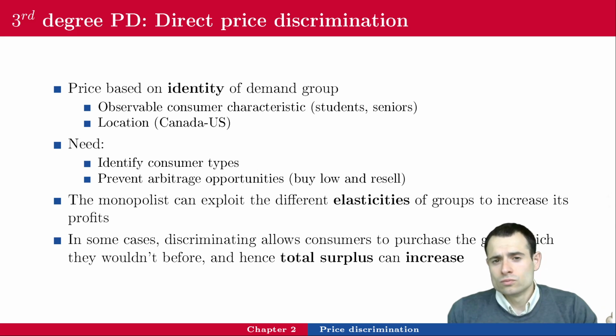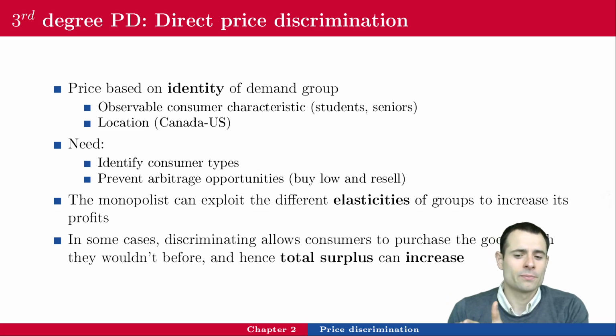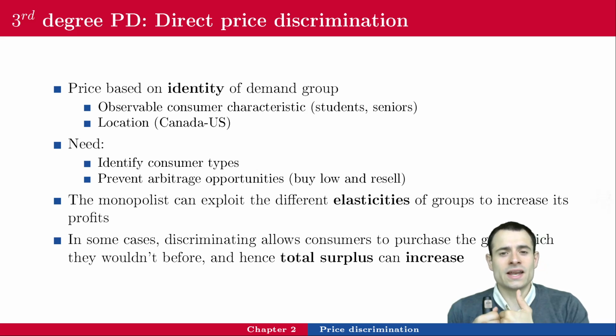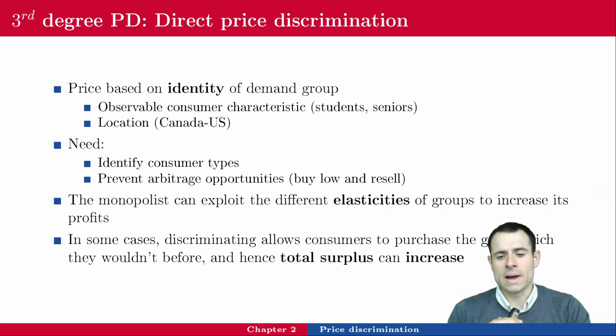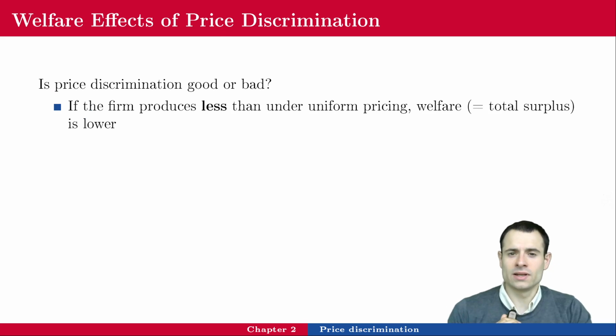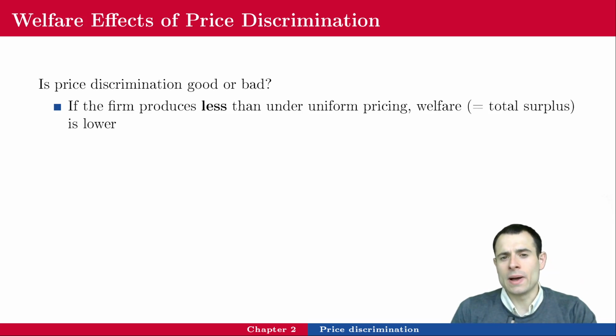Here, the movie theater doesn't propose a student discount, and I can tell you, I don't go to the movie theater as much here as I used to back home. So this can even increase consumer surplus of some demand groups. Since the firm is maximizing its profits anyway, total surplus might increase. And this is what I'm going to talk about in this last slide. Is price discrimination good or bad?